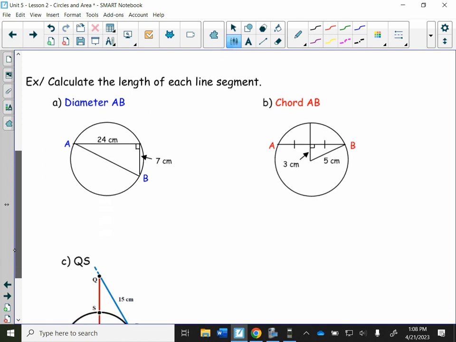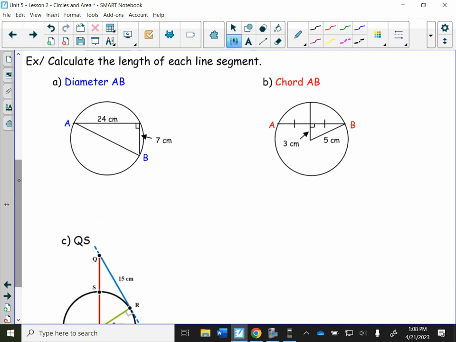So here's some examples. Let's calculate the length of each line segment. I want to find the diameter from A to B, so from the edges through the center. Well, I can do that if I know 2 chords, because these 2 chords make a right angle, and that allows me to apply an idea from yesterday about side C.